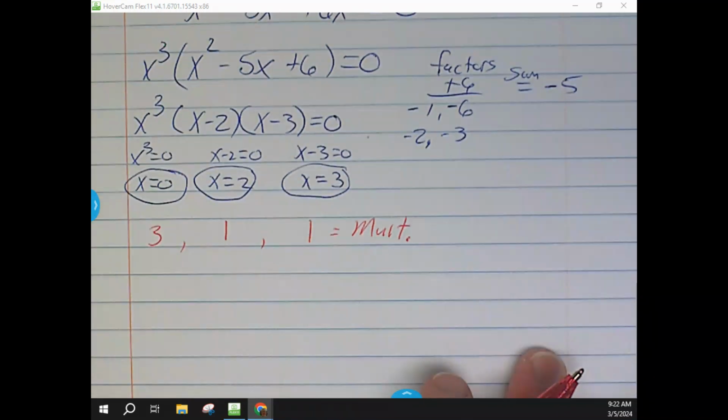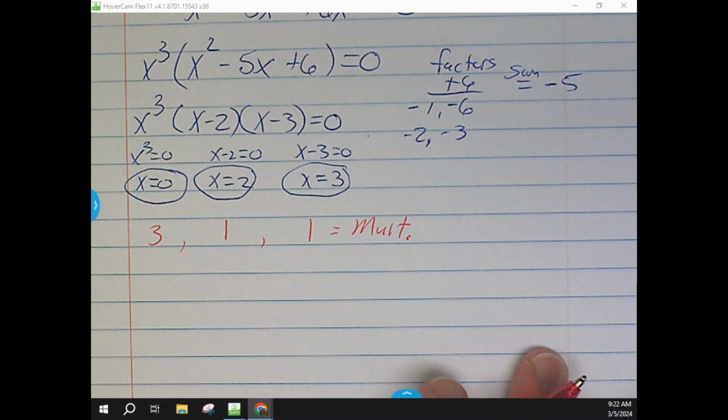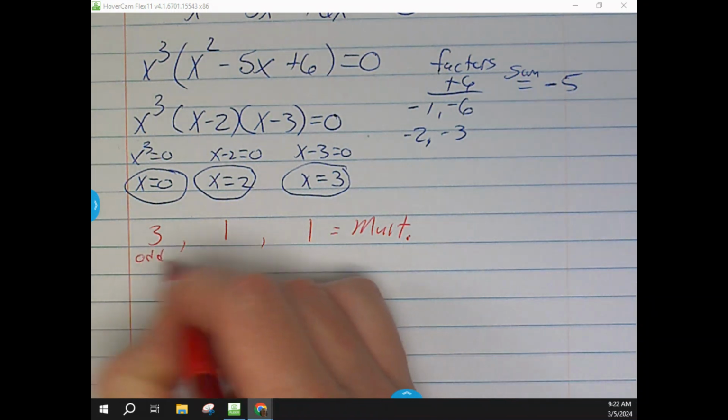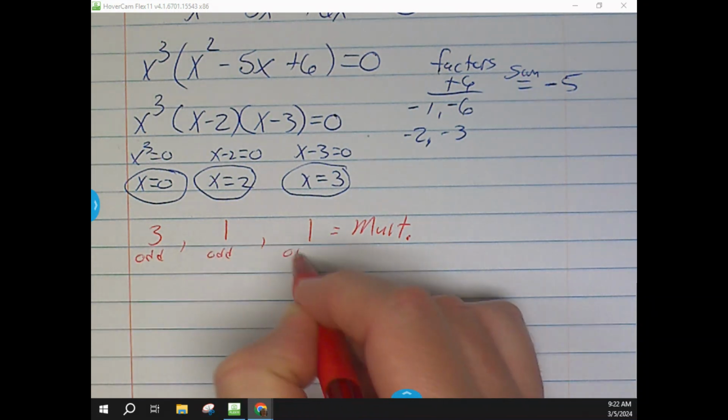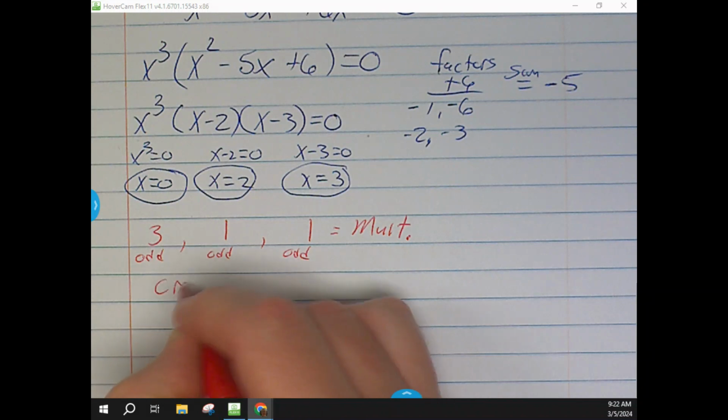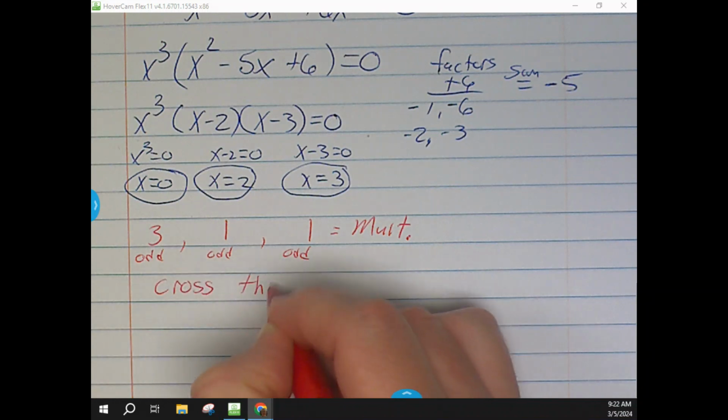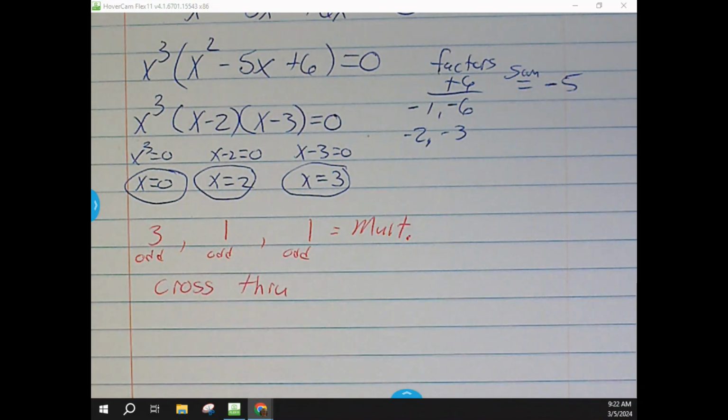Okay, and I guess you could call this good news. They're all odd, which means that every single one of these numbers is going to cross through. So none of them turn around. All of them keep going through as we go through the parts here.